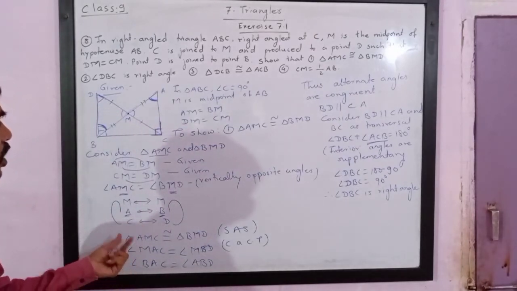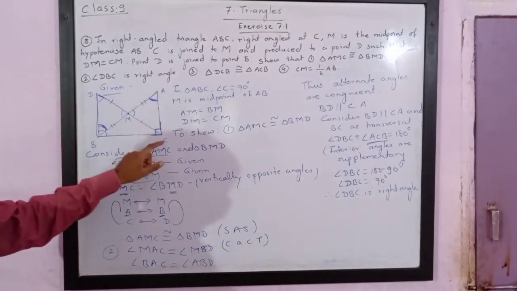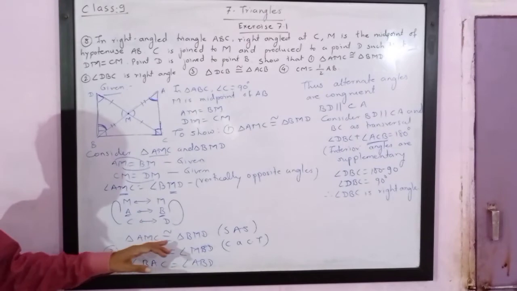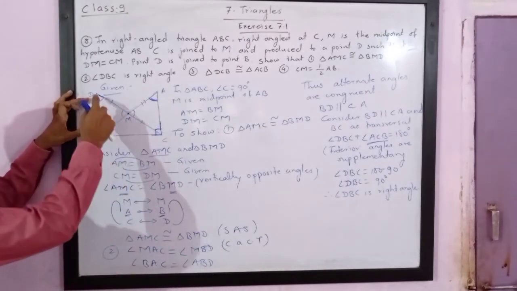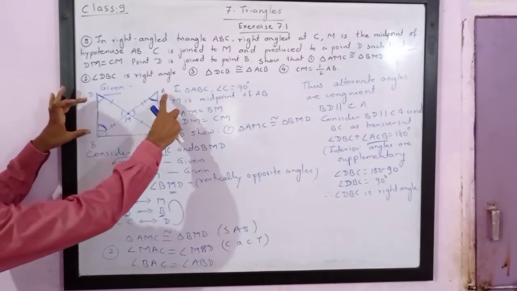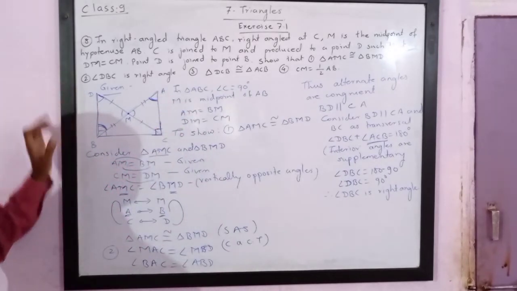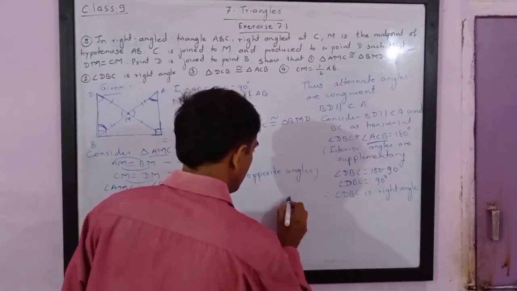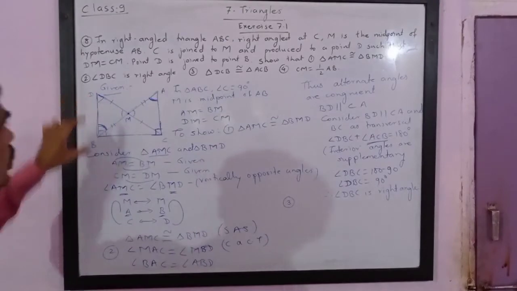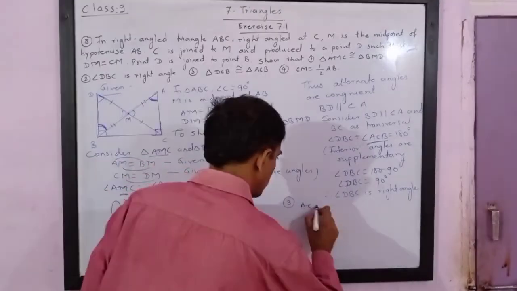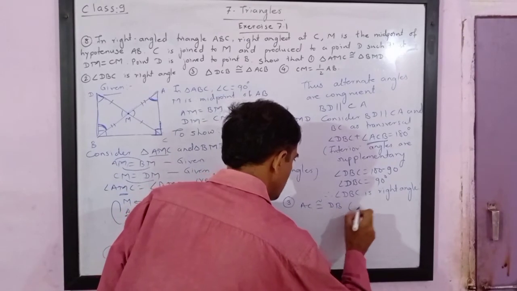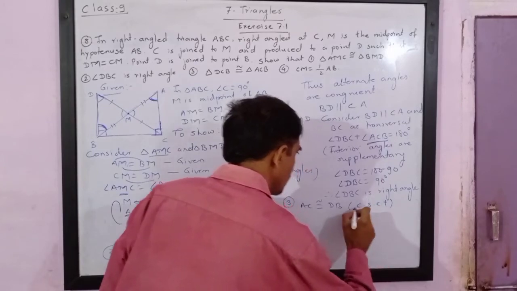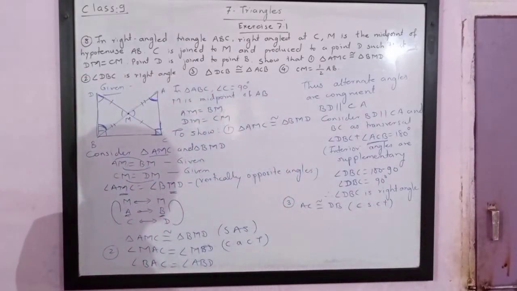Dear friends, now see, we have already said triangle AMC is congruent to BMD. It means AC is congruent to BD. It is corresponding sides of congruent triangles. So here we are writing AC, for the third answer we will need this. AC is congruent to DB. Reason is corresponding parts, or corresponding sides, of congruent triangles.